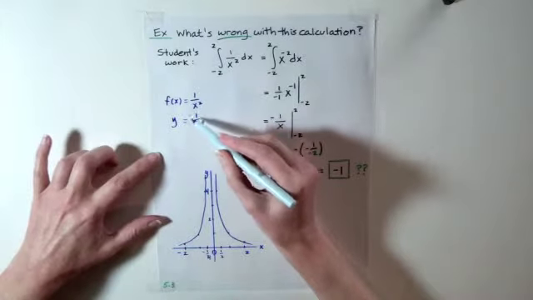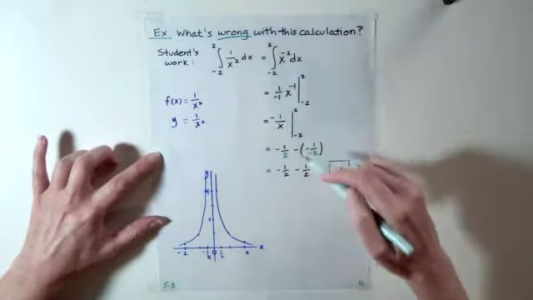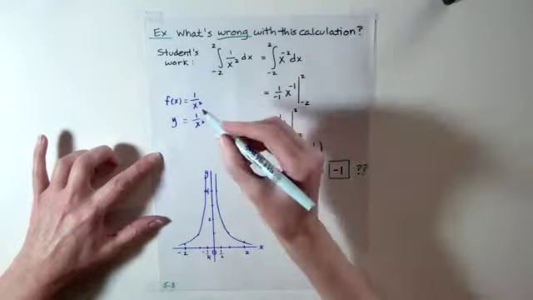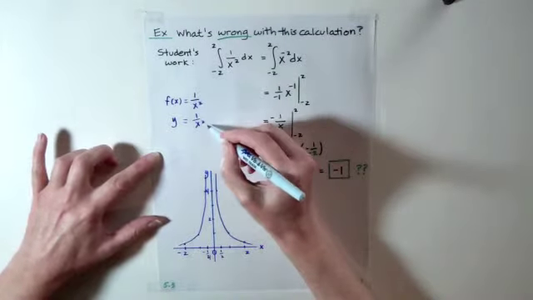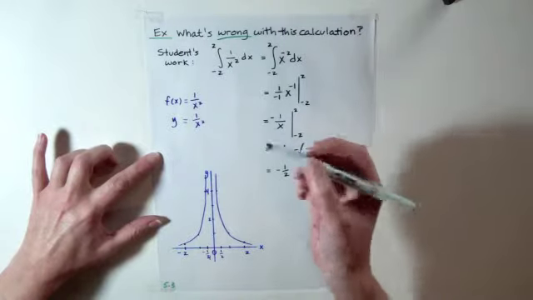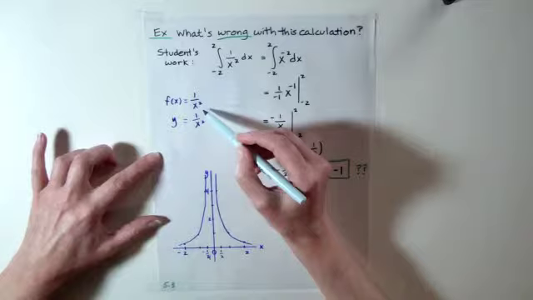So let's go back and think about the function a little more carefully than the student did before he dove in and just started trying to find antiderivatives and plugging in his a and his b value. This function is a rational function. And where is a rational function discontinuous? It's discontinuous wherever the denominator is equal to 0.